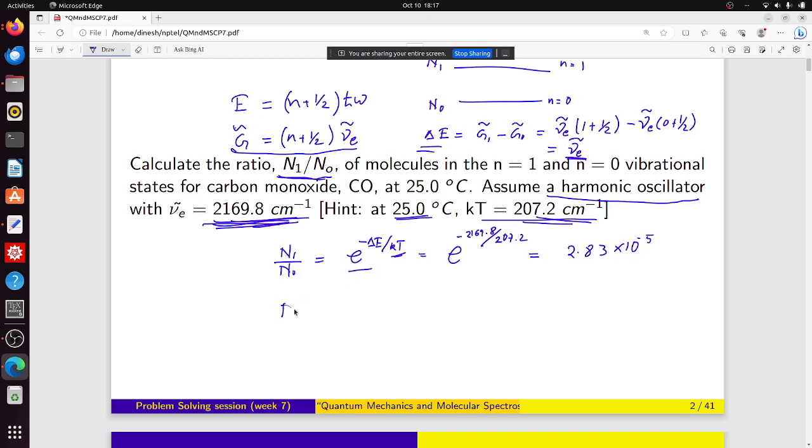So what we see, n1 is 2.83 times 10 to the power minus 5 into n0. So what does this mean? This means there are very few particles in this n1 state compared to n0 state, at this temperature.